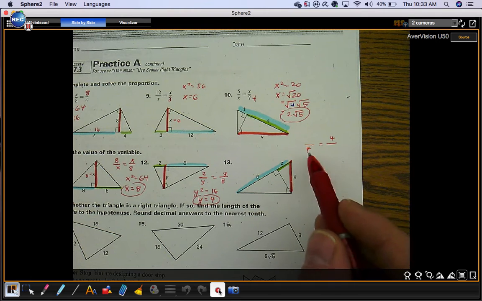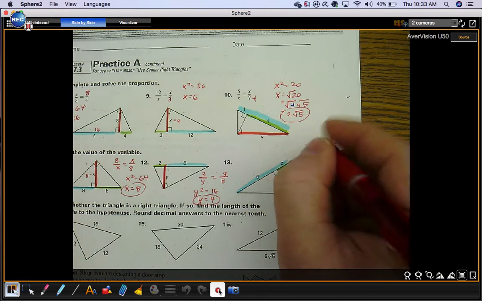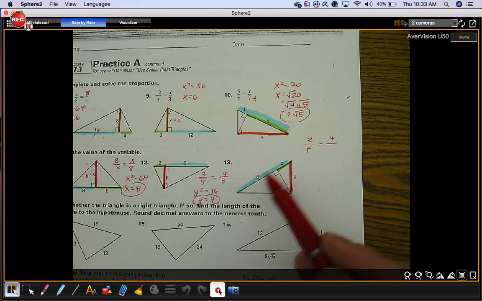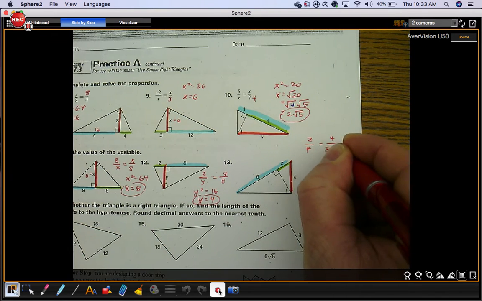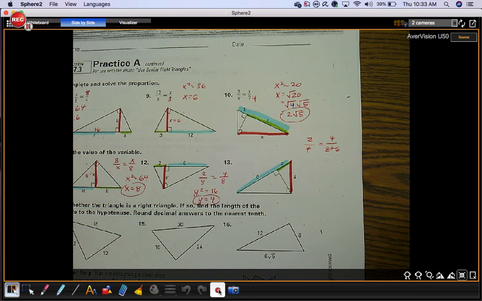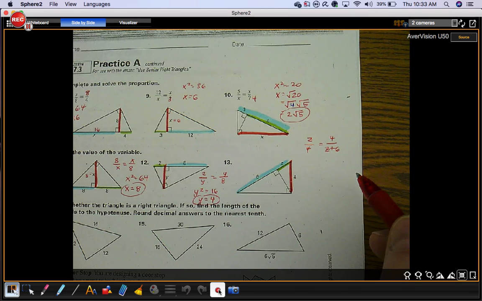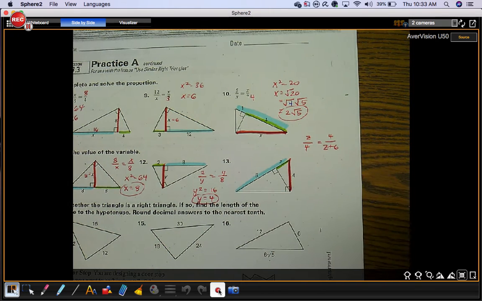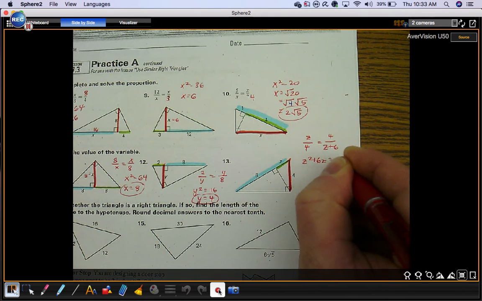The 4 needs to be in the geometric mean position. The green is z. Watch yourself here. The blue is z plus 6. It's this whole thing. And I can see already this is going to create some algebraic issues. We're going to do z times the quantity z plus 6. That's z squared plus 6z, and that's going to equal 16.